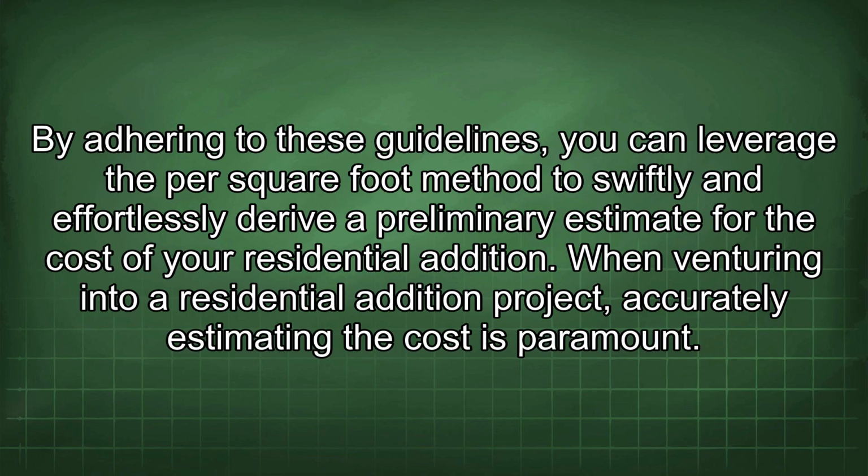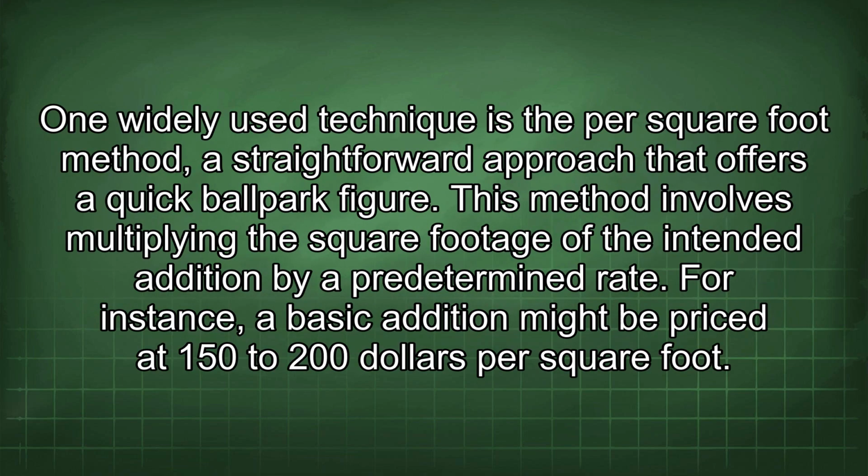By adhering to these guidelines, you can leverage the per square foot method to swiftly and effortlessly derive a preliminary estimate for the cost of your residential addition. When venturing into a residential addition project, accurately estimating the cost is paramount. One widely used technique is the per square foot method, a straightforward approach that offers a quick ballpark figure. This method involves multiplying the square footage of the intended addition by a predetermined rate. For instance, a basic addition might be priced at $150 to $200 per square foot.